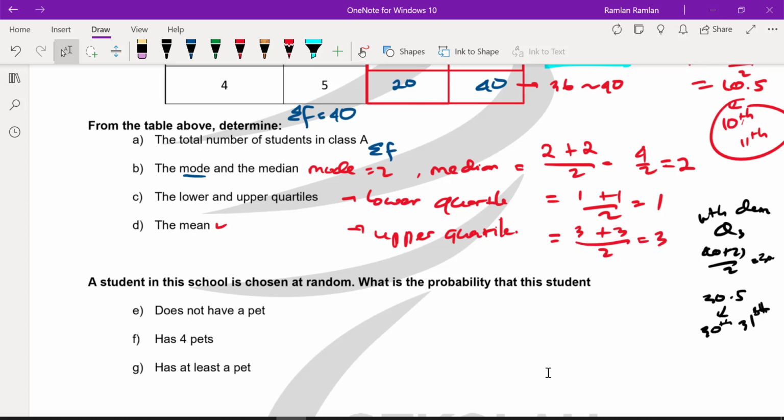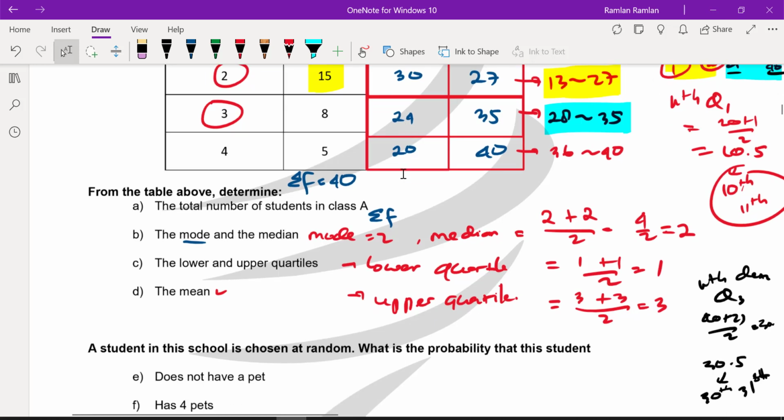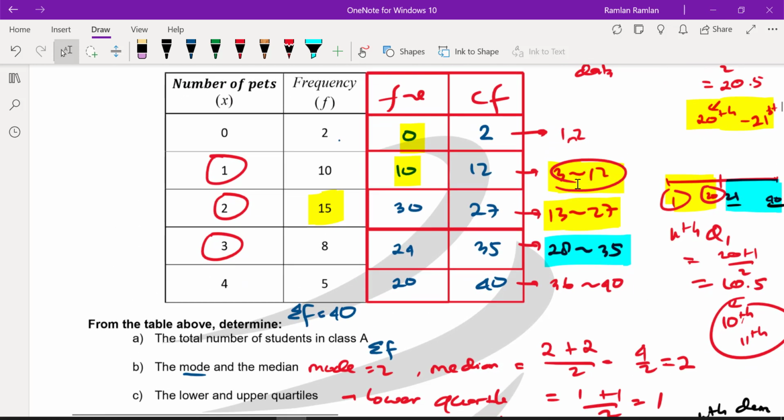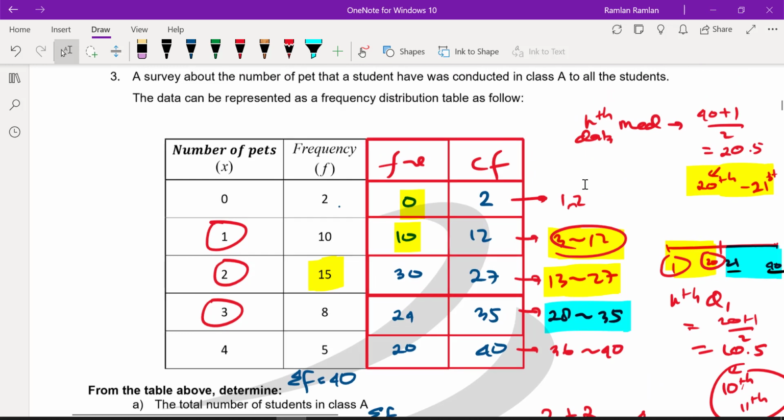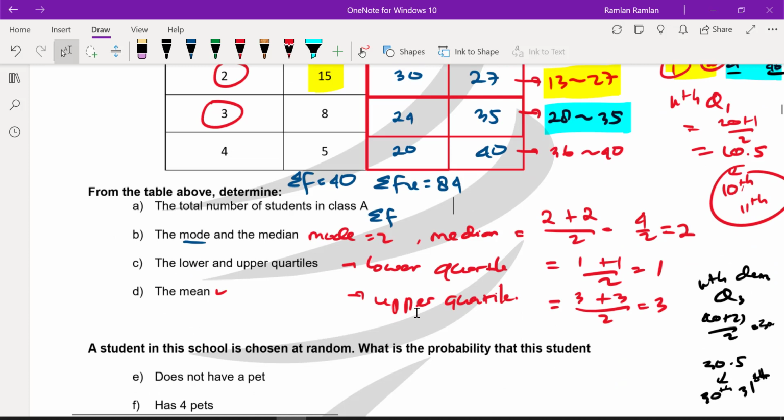Okay, last one is the mean, guys. You can use sigma fx divided by sigma f, or you can use the calculator as I showed before in the previous video. You can see it over there. So I'm going to do it manually here. I'm going to find the sigma fx for this one, and that will be 84. So the mean is just sigma fx divided by sigma f. That will be 84 divided by 40, and that will be equal to 2.1.